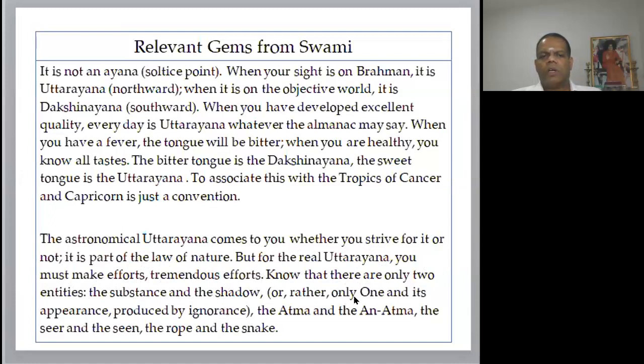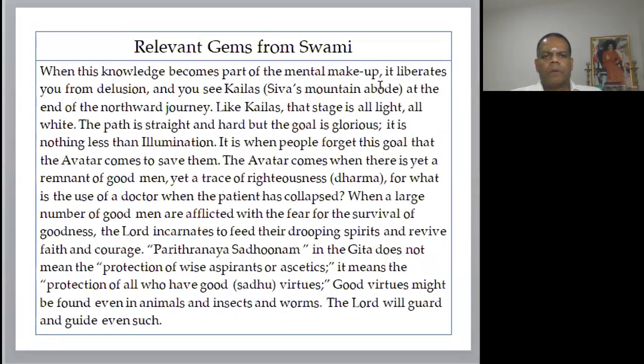Or rather, only one and its appearance produced by ignorance. The Atma and the Anatma. The seer and the seen. The rope and the snake. When this knowledge becomes part of the mental makeup, it liberates you from delusion and you see Kailas, Shiva's mountain abode, at the end of the northward journey.